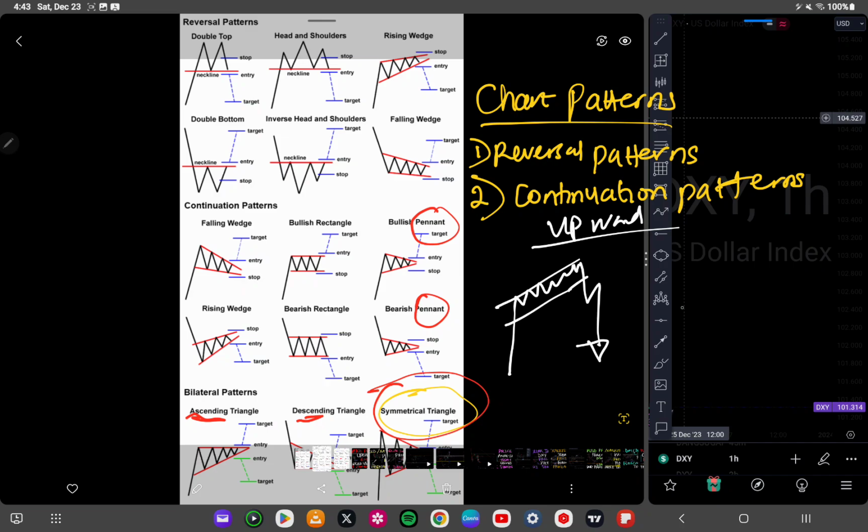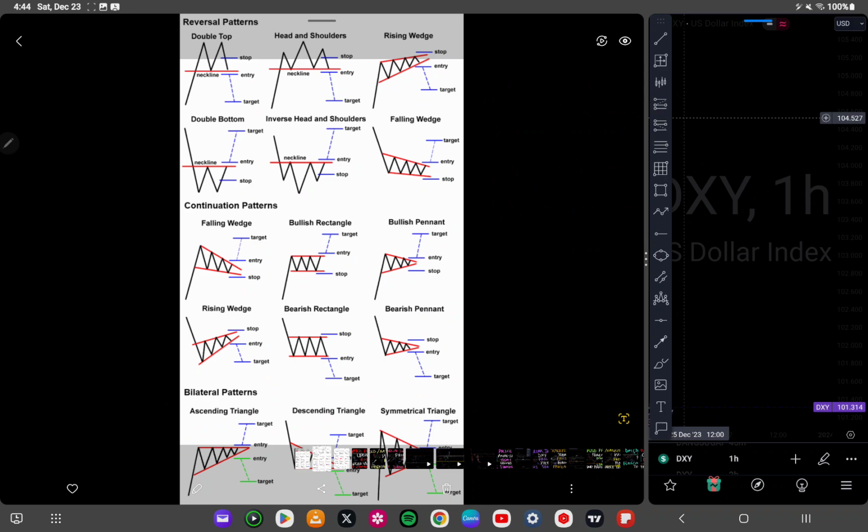Then continuation means we're going to see certain patterns, and it's just going to show us that we are still going to continue in the same direction we are coming from. There might be a lot of patterns out there. Like I said, this one also included the bilateral pattern, but I don't use them. Mainly I just focus on the reversal and the continuation patterns.